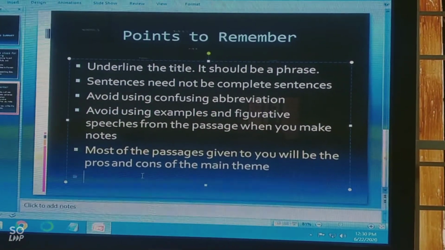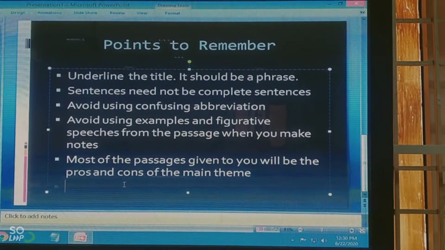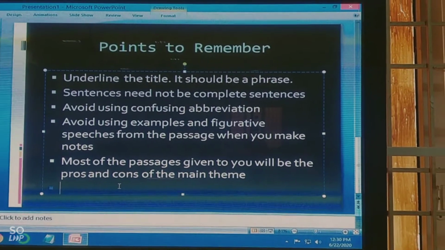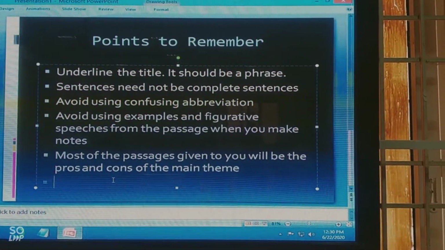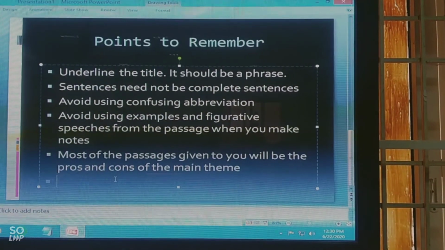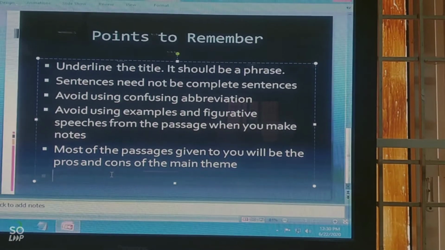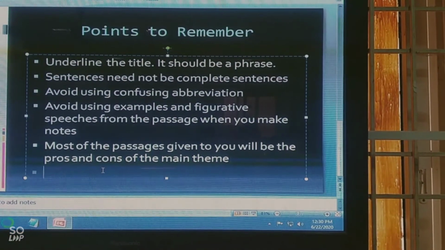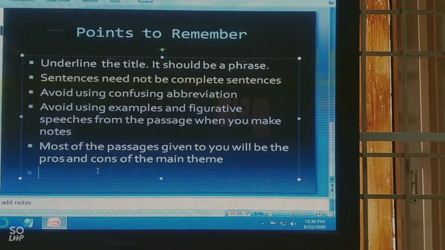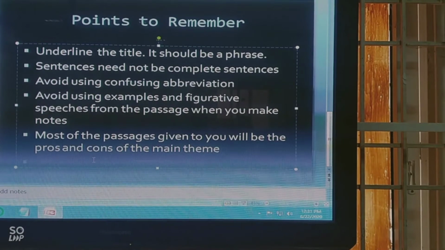Second point to be remembered, sentences need not be complete sentences. The third point, avoid using confusing abbreviations. Next, avoid using examples. A lot of examples will be given to explain a given content in the main passage. You can avoid using those examples and figurative speeches from the passage when you make notes.